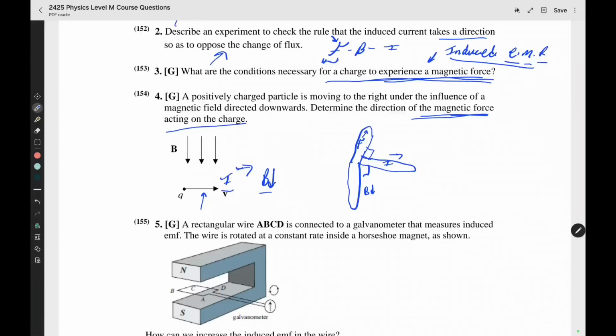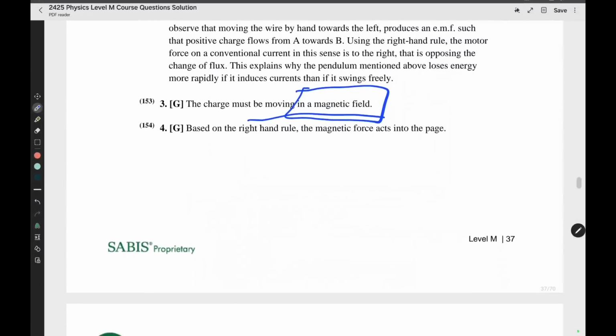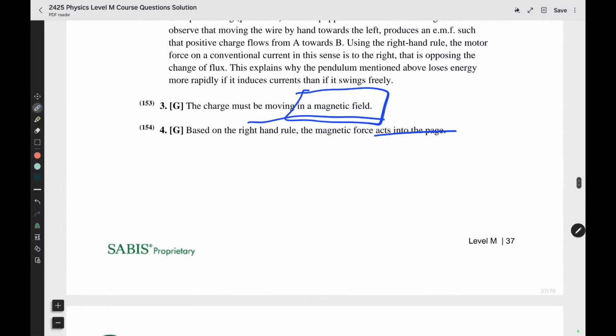These are perpendicular. I think at this stage in physics, everybody should know how to use this three-finger rule. I, B, F. So the answer should be into the page. Let's check. Based on the right hand rule, it should be into the page. Yes. Okay.